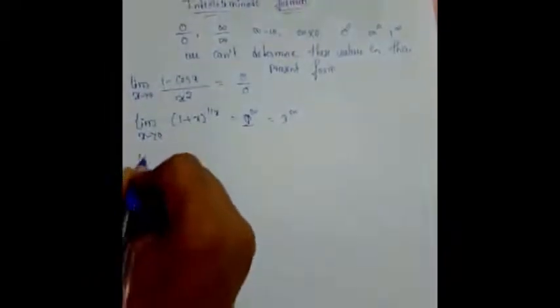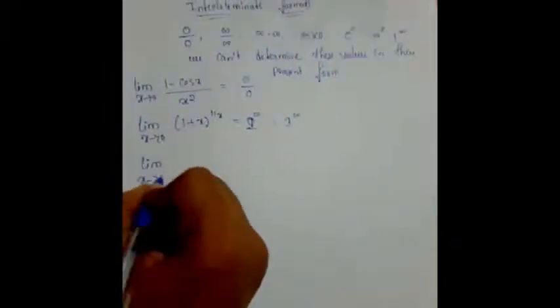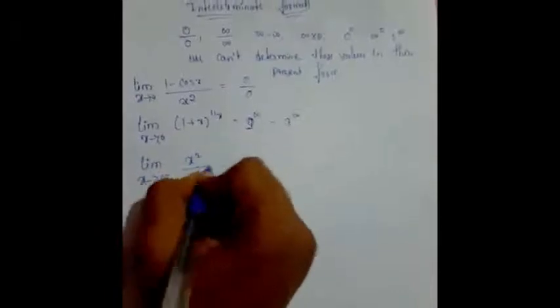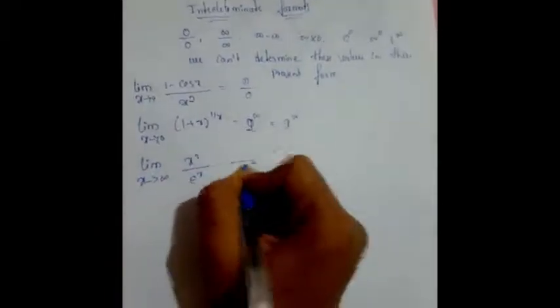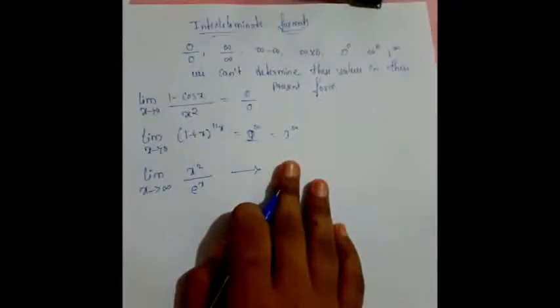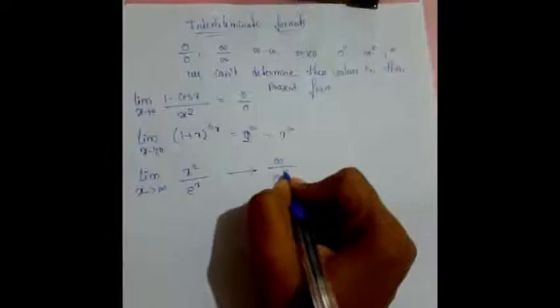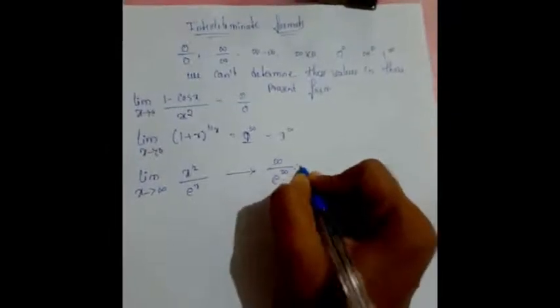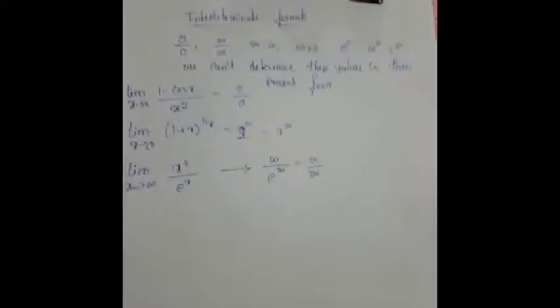The next example is limit x approaching infinity, x square divided by e raised to x. In place of x you have to put infinity. Infinity divided by e raised to infinity means infinity divided by infinity. So these are called indeterminate forms.